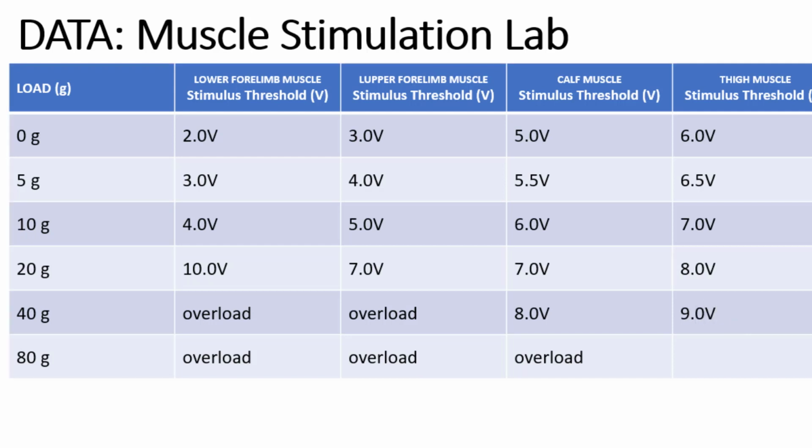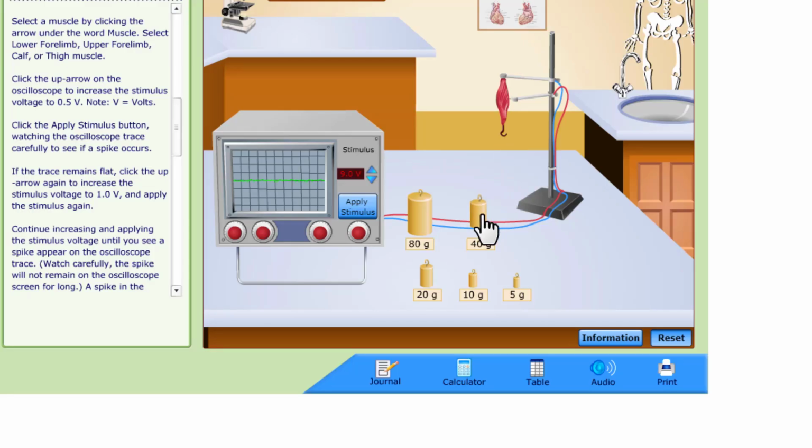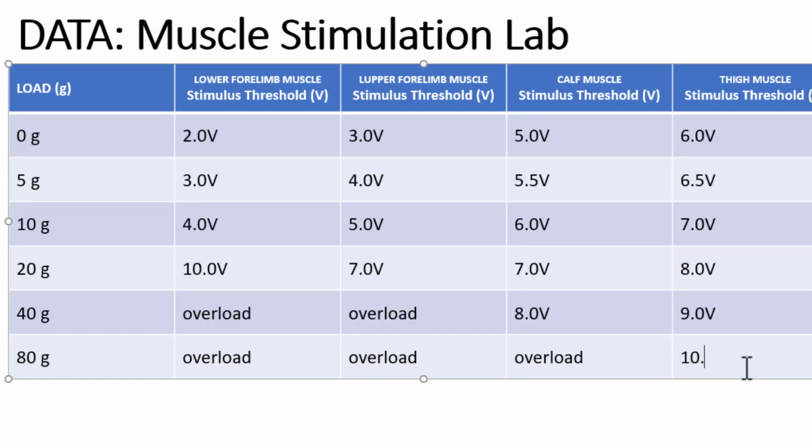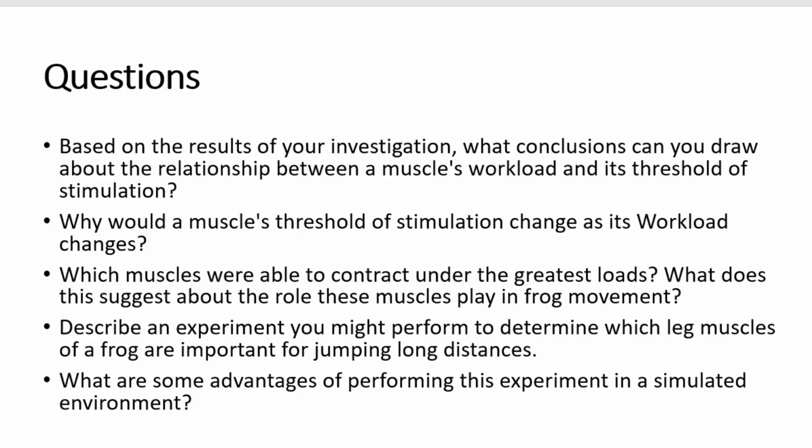We have one more data point to collect. We remove the 40-gram weight and add the 80-gram weight to our muscle. Let's continue applying and increasing the stimulus to see if we can get a muscle response. We see a muscle twitch when we apply 10 volts of stimulus. Great, now we have collected all of our data.